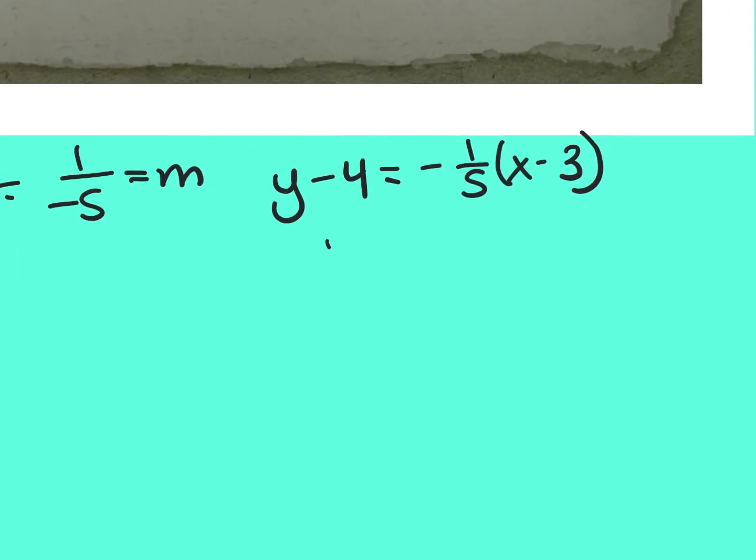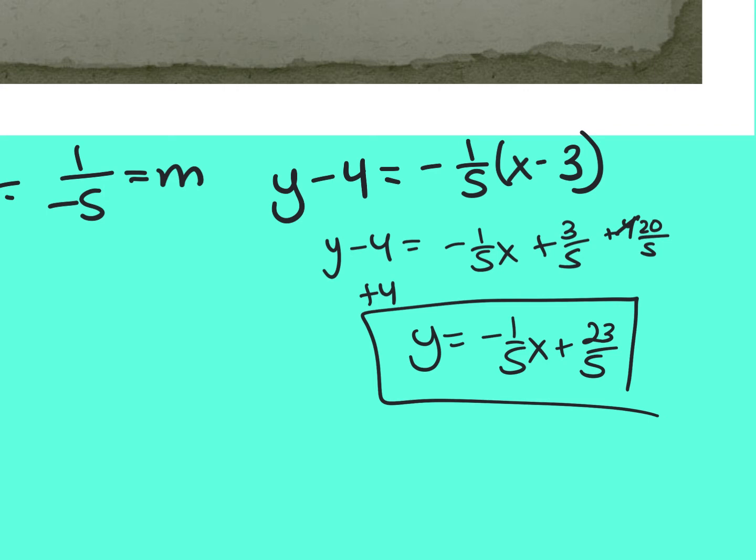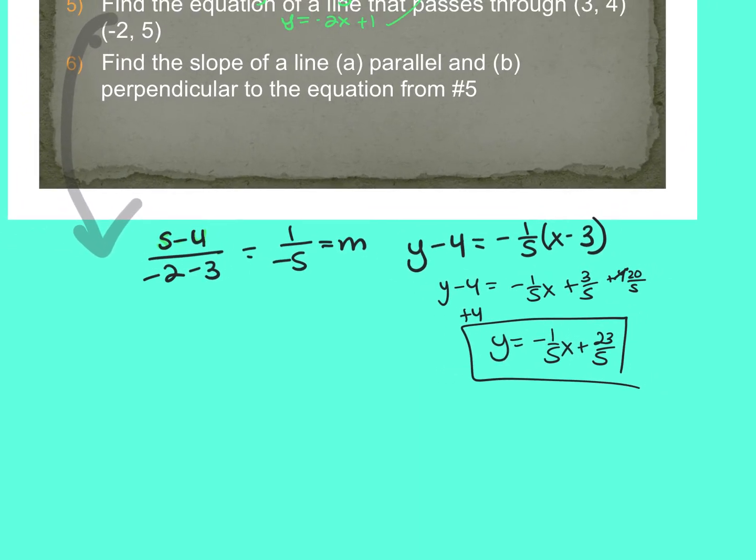I'm going to distribute the -1/5, and then add the 4, and I get y equals -1/5 x. This would be 20 over 5, so I get plus 23 over 5. And you can leave it just like that if I'm giving that answer as an equation. If that was something that you're graphing, then obviously you have to convert your b into a mixed number. But it's fine the way that it is.